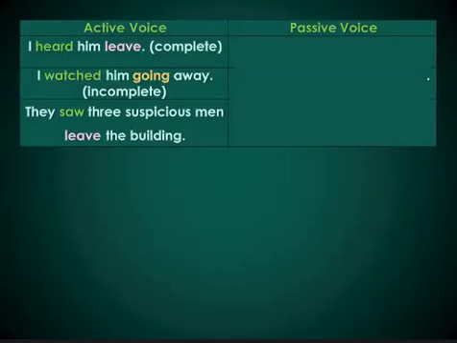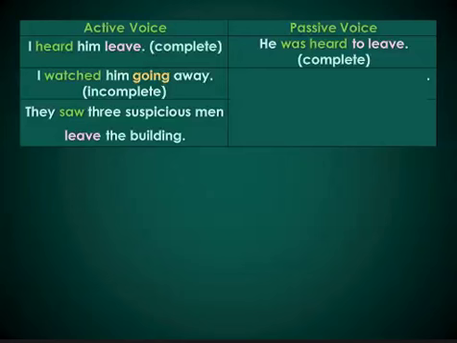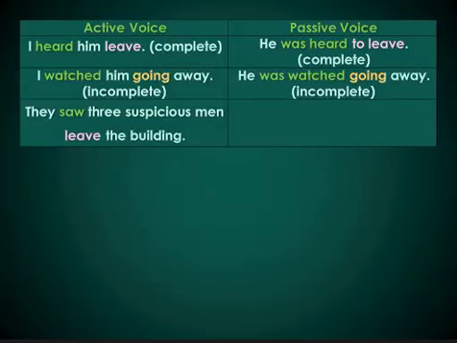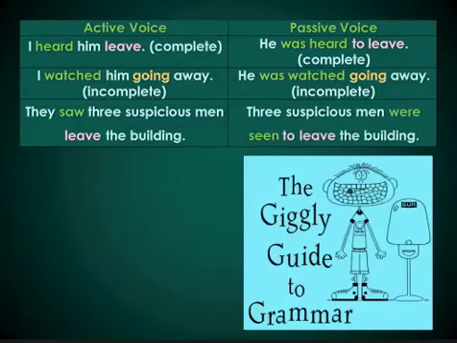You should also think of other details, such as verb patterns. Observe, I heard him leave. He was heard to leave, the complete action. I watched him going away. The action here is not complete. He was watched going away. They saw 3 suspicious men leave the building. 3 suspicious men were seen to leave the building.